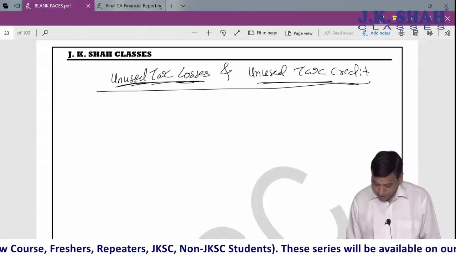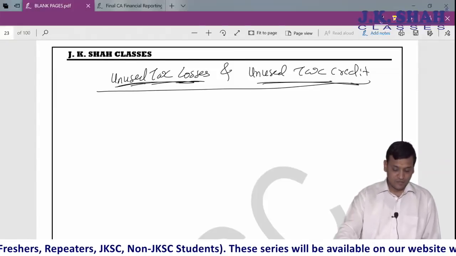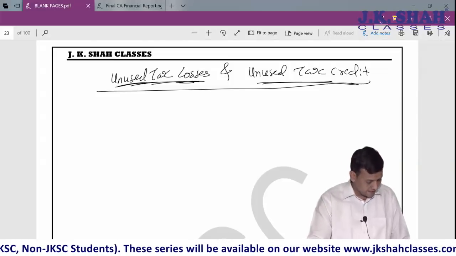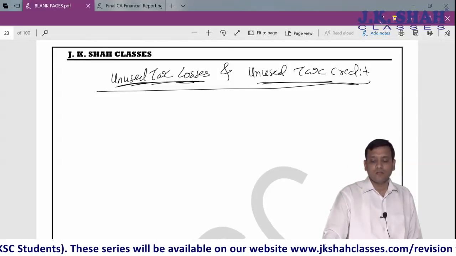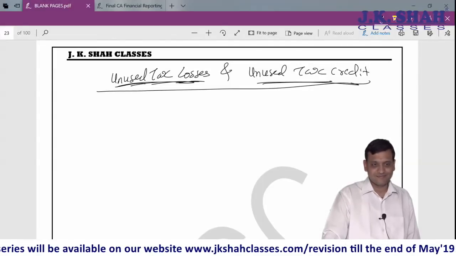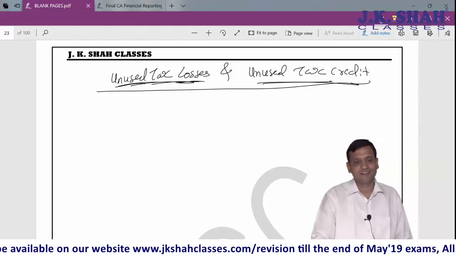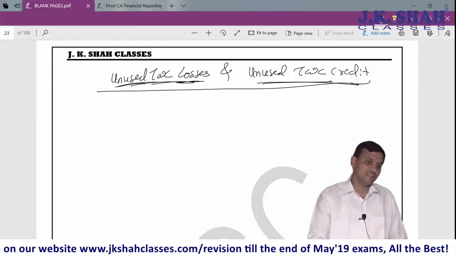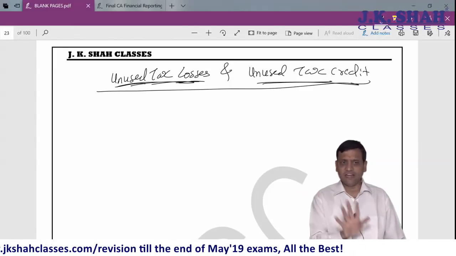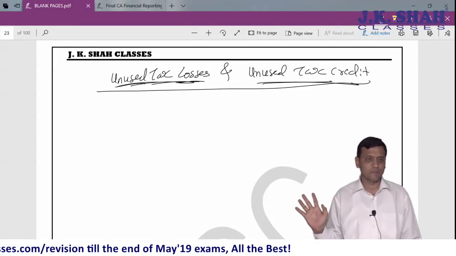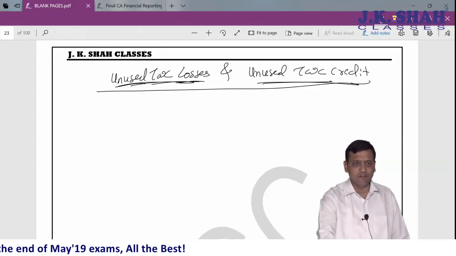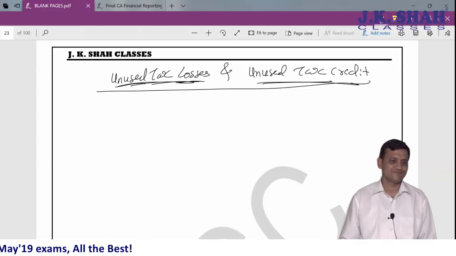So for unused tax losses and unused tax credit, if you would have gone somewhere around AS 22, there was a concept referred as virtual certainty as supported by convincing evidence, and reasonable certainty. These two things have been withdrawn. IND AS 12 does not have this concept. It says that it should be probable that there will be future taxable profit.